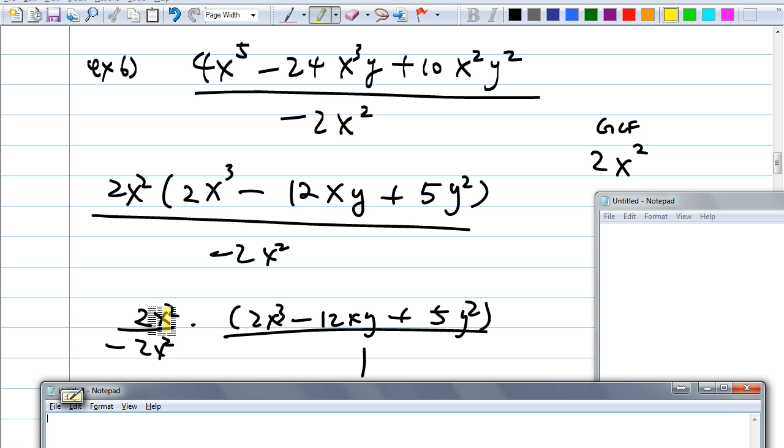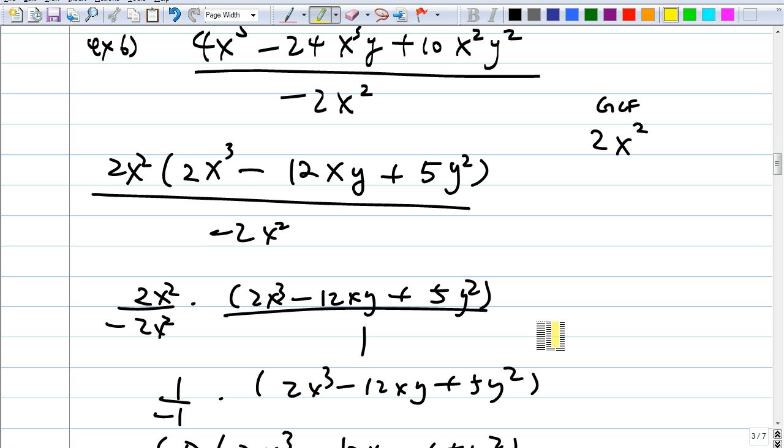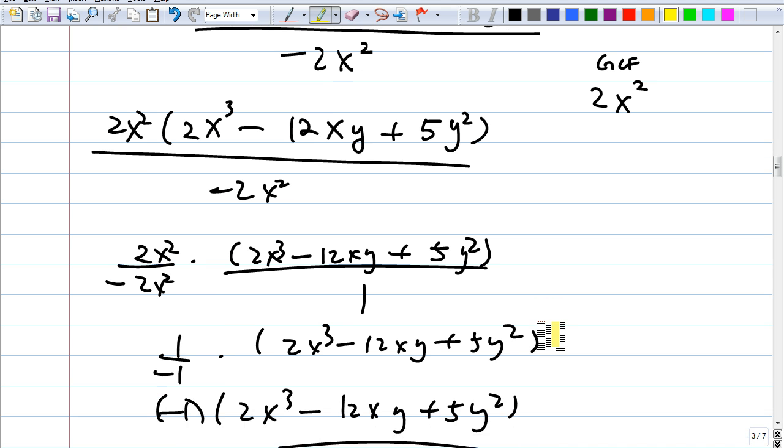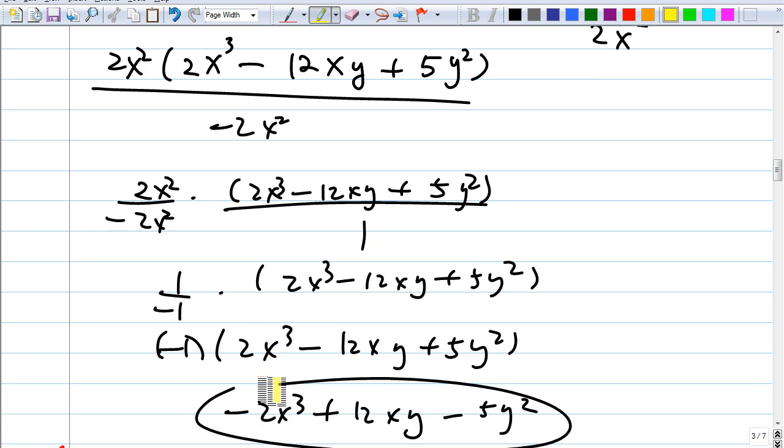What's 2x squared over negative 2x squared, class? Negative 1, because I get negative 1, positive 1 over negative 1. So that's negative 1, right? Then I should distribute the negative 1 throughout the whole trinomial. How many people got negative 2x cubed plus 12xy minus 5y squared? Raise your hand. If you didn't, please ask questions.